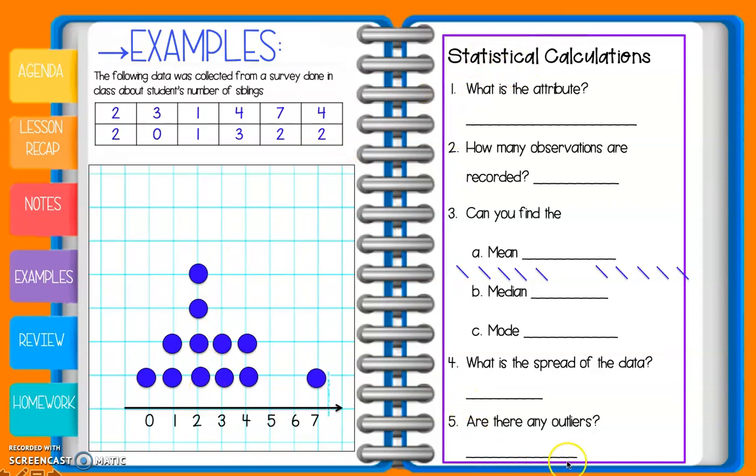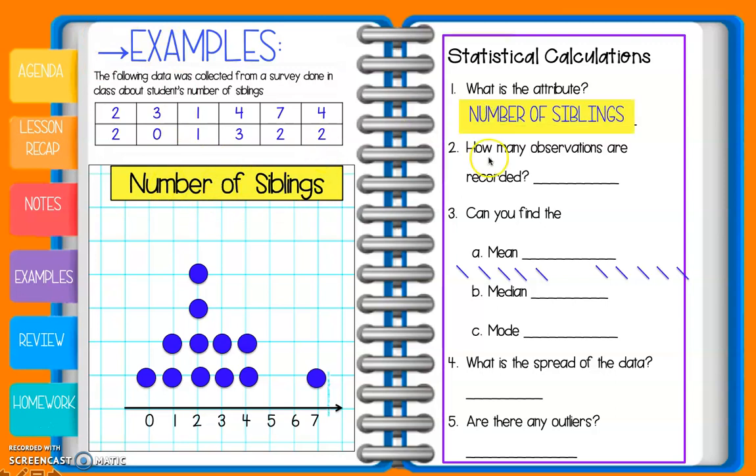Let's look at some statistical calculations based on the dot plot that we just created. Okay, what is the attribute? Well, we need to put a title on our dot plot so people can tell the attribute. Our attribute is the number of siblings. So make sure that you're putting your title on your dot plot so people know what the attribute of your graph is. Ours is that specific feature. It is the number of siblings.